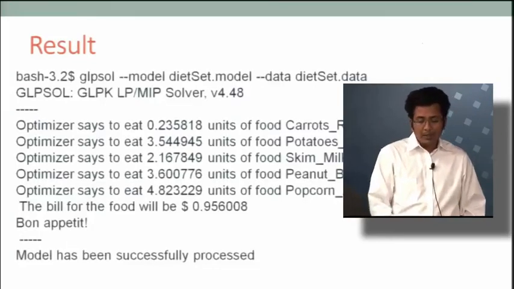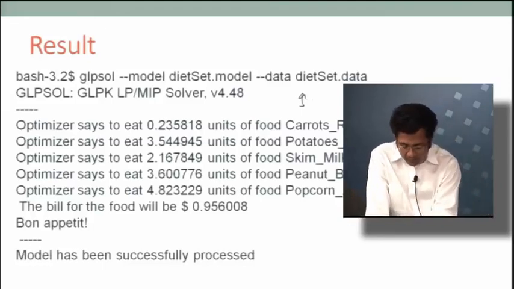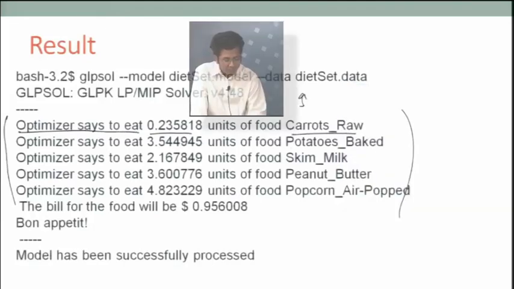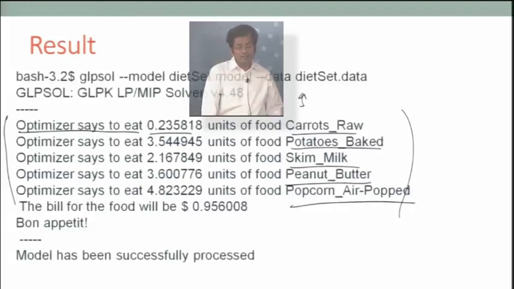Okay, and when you do so and you run this, there's going to be a bunch of printouts, but then here is my printf statements that says, okay, optimizer tells us to eat this many units of raw carrots, baked potatoes, skim milk, peanut butter, and air popped popcorn. Okay, and this is the same solution that Shalom got using the other tools as well, and it's great to see that we get the same solution, which tells us we are doing something right. It also tells us the bill comes to under $1.